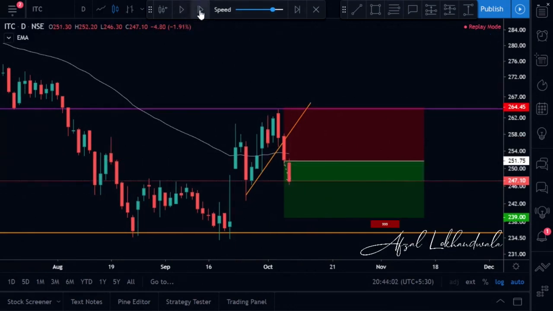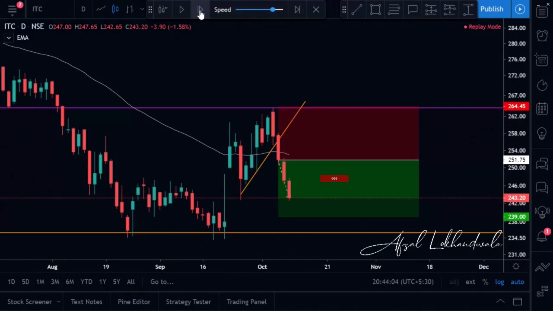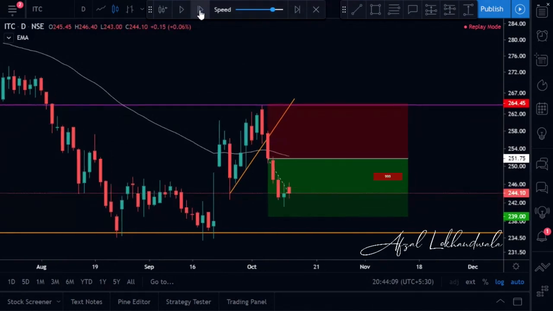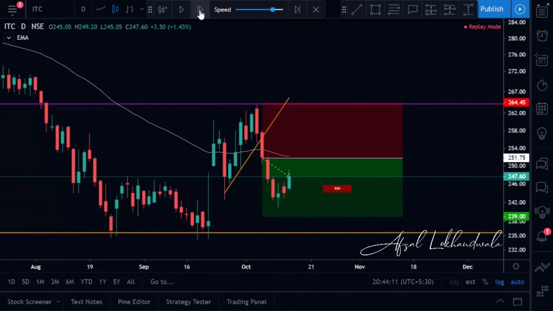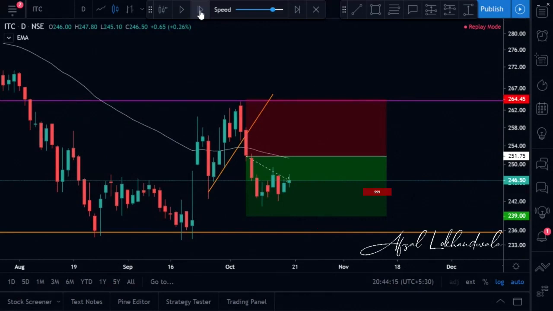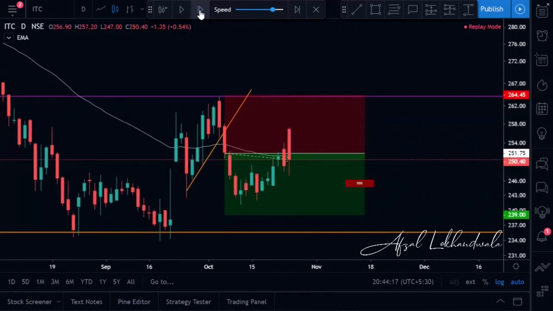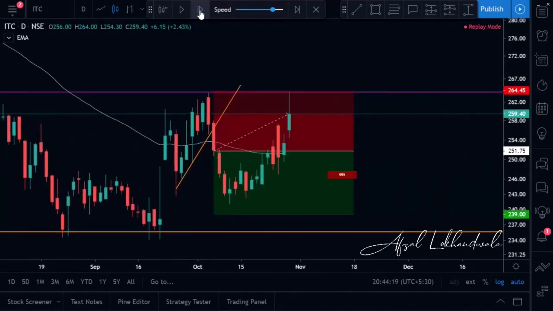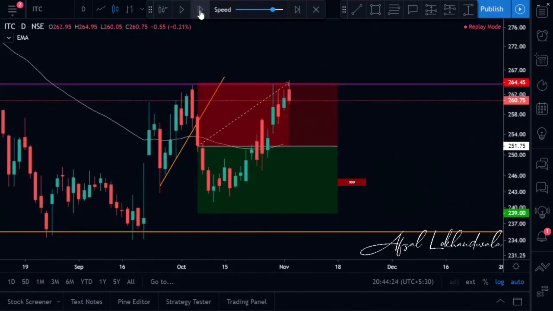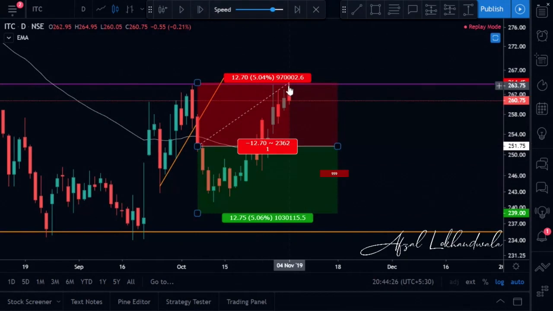We get a nice move down. Again it moves down, trying to move up. It is giving a pullback. Let us see. And the price is coming up near our stop loss. And our stop loss gets taken here.